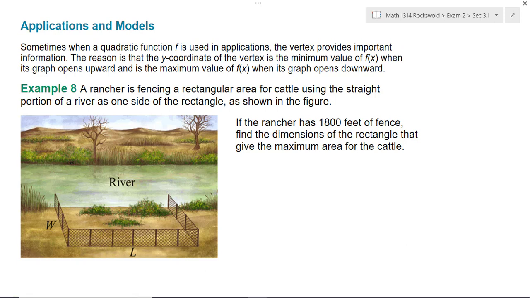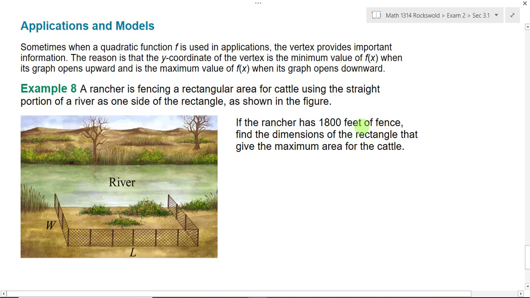In example 8, we're told that a rancher is fencing a rectangular area for cattle using the straight portion of a river as one side of the rectangle, because we all know cattle can't swim. If the rancher has 1,800 feet of fencing, find the dimensions of the rectangle that give the maximum area. So here's the length of the area he's fencing. Here's the width. We need 2 sides of W, but only one of L.